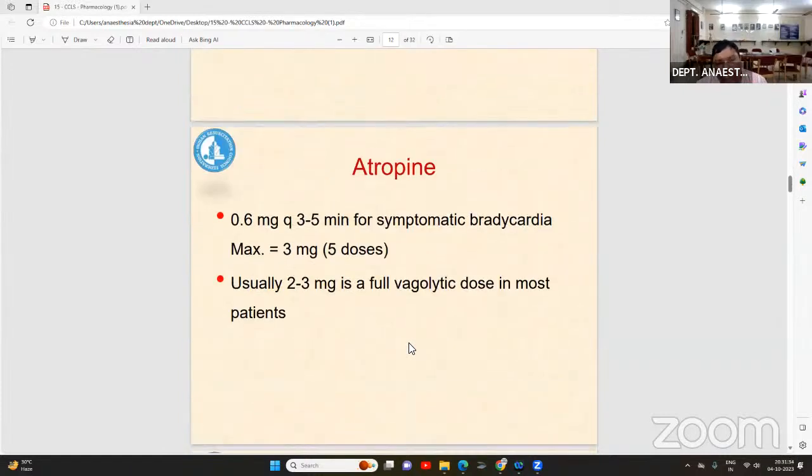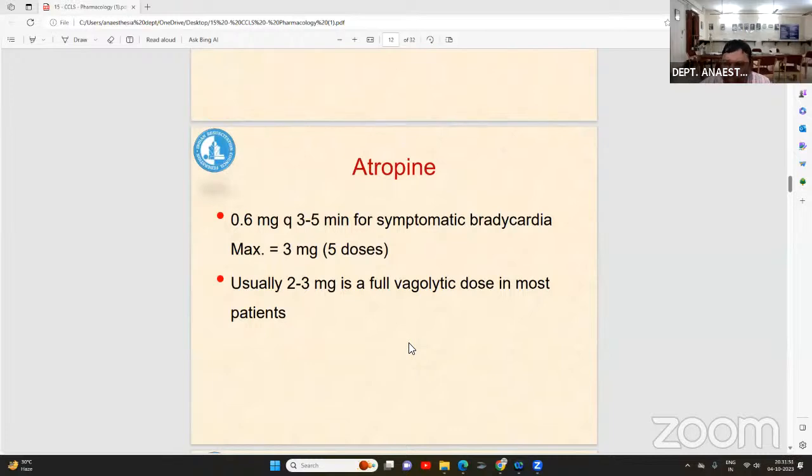Usually, an atropine ampoule comes as 1 ml containing 0.6 milligrams. You can repeat the dose every 3 to 5 minutes for symptomatic bradycardia, and the maximum dose is up to 3 mg, in 5 doses. And usually 2 to 3 mg is the full vagal blocking dose in most patients.